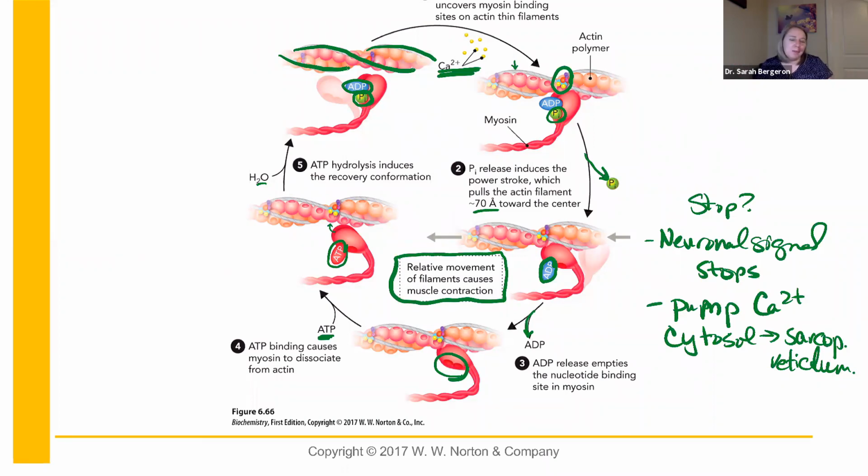So what kind of a pump are you going to use? That is your primary active transport protein. And if you remember which one it was, SERCA. Right? So now you have no calcium. So your myosin binding sites on the actin are now blocked again by tropomyosin. And then the thick and thin filaments are going to slide past each other and stop at their resting state. So that is muscle contraction.